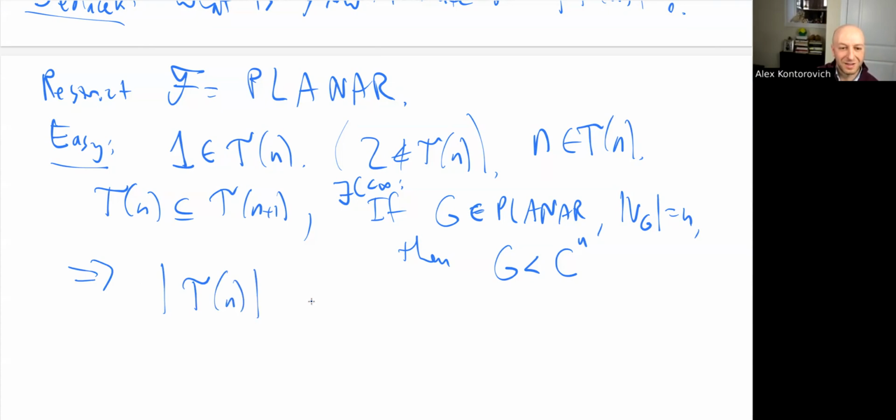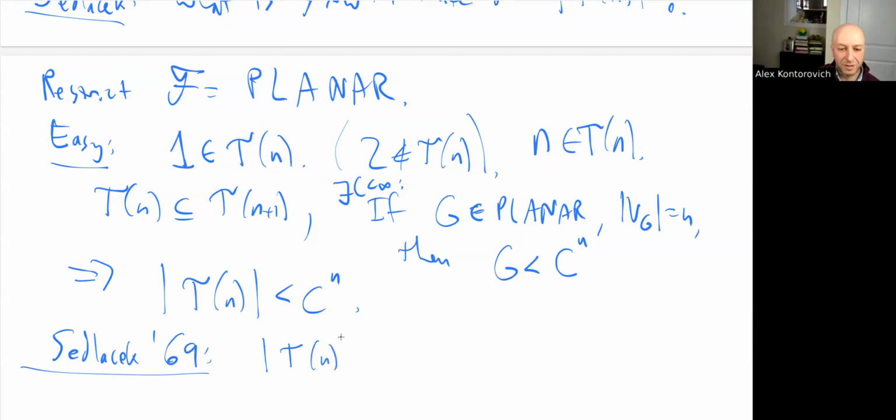So this has the obvious corollary that if the number of spanning trees is bounded at most exponentially, then there are at most exponentially many distinct values of numbers of spanning trees. In the opposite direction, Sedlacek himself already proved, in 1969, that the number grows at least quadratically.